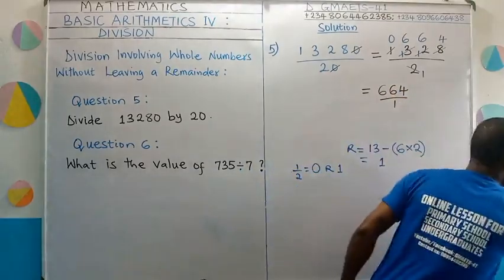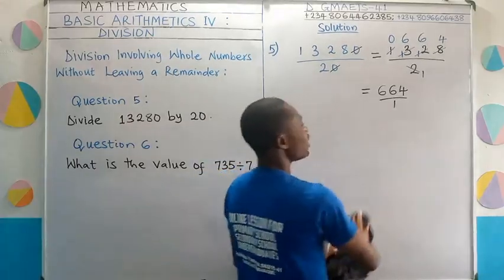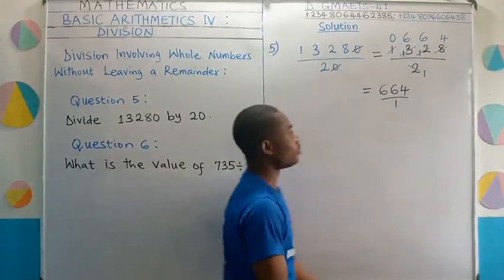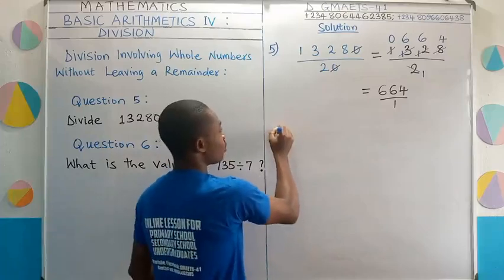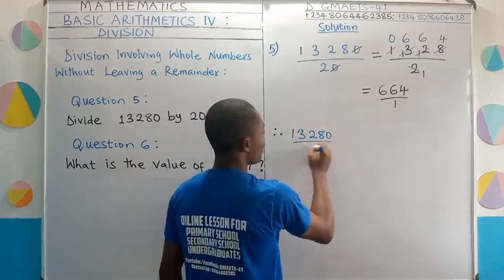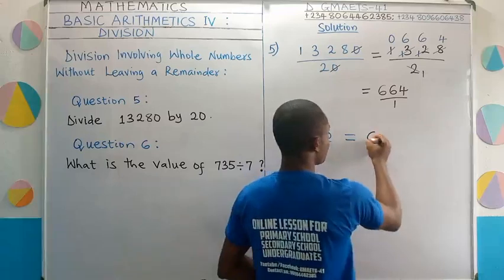And what is the answer of dividing something by 1? If you divide a number by 1, I told you, it is going to be that same number. So let us conclude. Therefore, if you give me 13,280 to be divided by 20, my answer is going to be 664.